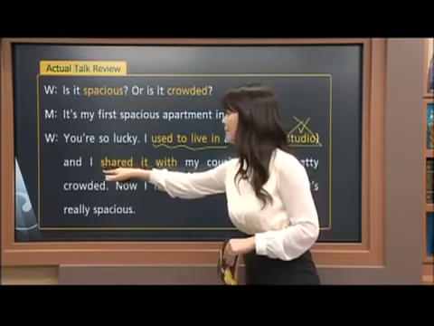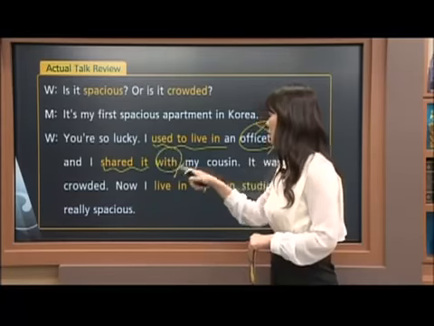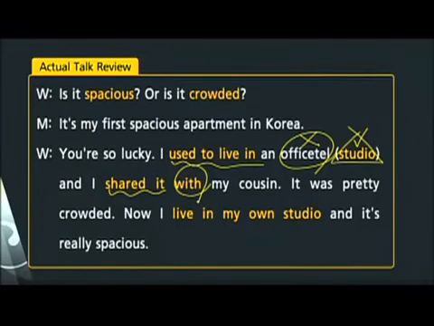And she shared it, okay? She lived with someone else, with her cousin. It was pretty crowded, so what? Her place, or the office tel or studio, was not spacious. It was crowded. But now, I live in my own studio, and it's really spacious. So she lives on her own, in her own studio.